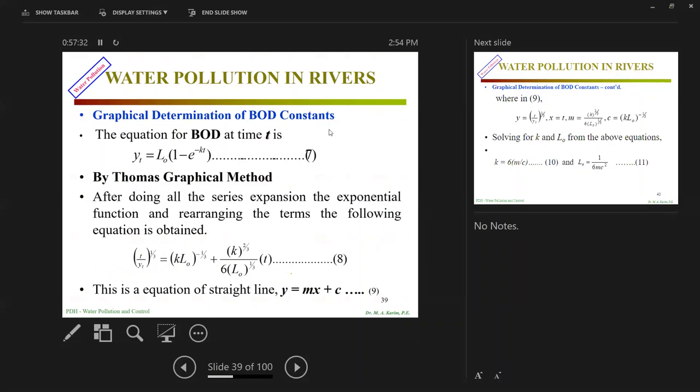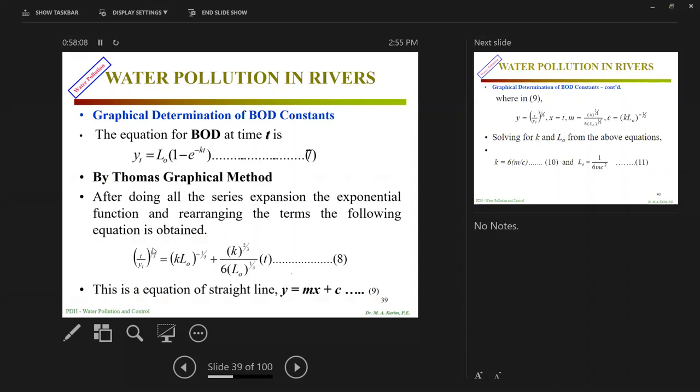The next one is the graphical definition of BOD constant in this case. The equation of BOD at any time t, we know this one. Now, you guys are familiar with the exponential function expansion, Fourier series and other series expansion. So if I do the series expansion, it becomes higher order terms and the factorial thing. If I trim those out, the higher order terms meaning the smaller terms, and keep the first three of those and rearrange, then it becomes like that.